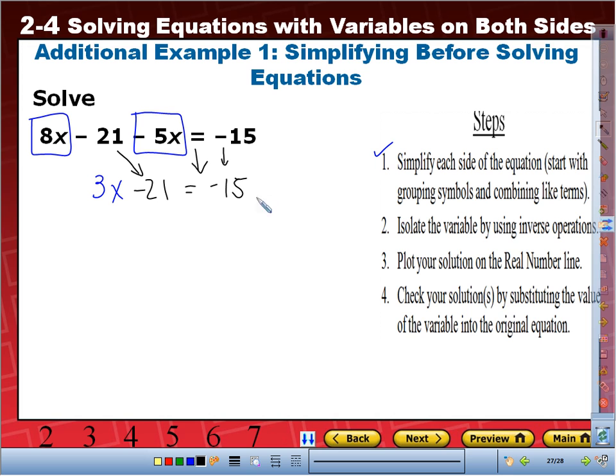Does this look familiar? Yes, that takes us to step 2, which says isolate the variable using what? Inverse operation. So let's start with subtraction. So what is the opposite? Positive, or add 21 to each side. We're left with 3x equals negative 15 and 21, that's 6. And then at the end, the 3 is multiplying. What is the inverse of multiplication? Division. So therefore, what is 3 divided by 3? 3 divided by 3 is 1. 1 times x is x equals 6 divided by 3 is 2.